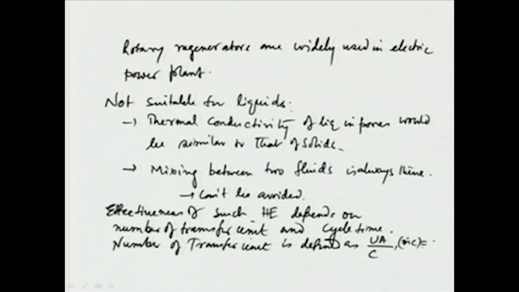This is equal to C, and this is for the hot fluid or the cold fluid. So this capital C is equal to m dot into C. M dot is the mass flow rate and C is the specific heat capacity. So this becomes the heat capacity per unit time. And in UA by C, U is the overall heat transfer coefficient and A is the area of heat transfer. This is called the number of transfer units for such situations.